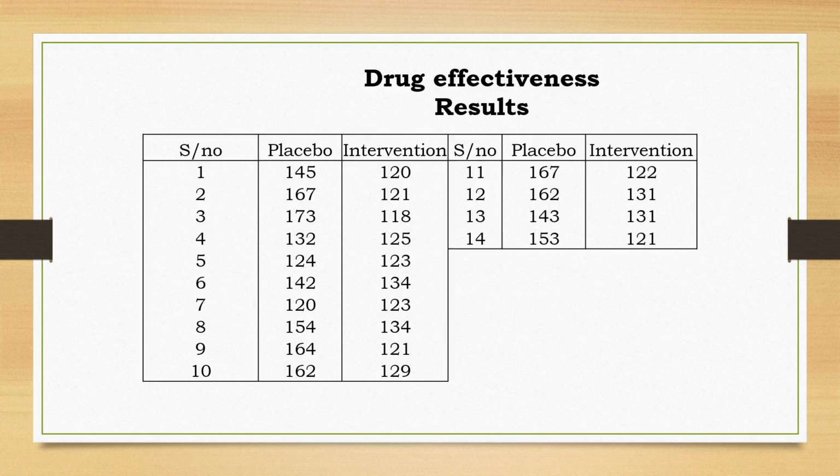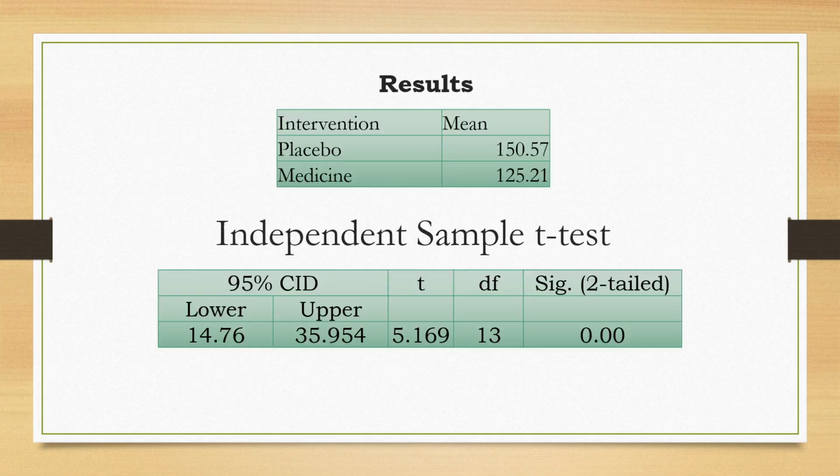Here I have hypothetical data that I've created. So for the control, the placebo, here, and then you have the intervention. I've considered the systolic blood pressure here. So now, to analyze the difference between the average blood pressure for those who took the medication and those who took the placebo, we use the independent sample t-test.